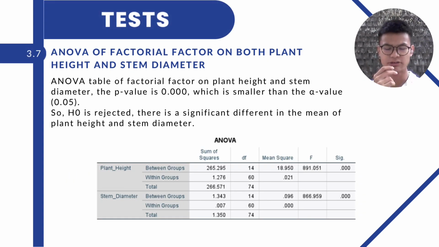Since type of garbage enzyme and concentration of garbage enzyme do affect the plant height and stem diameter, we conducted the factorial factor to study the relationship of the garbage enzyme and the concentration. So we have done the ANOVA of factorial factor on both plant height and stem diameter. The ANOVA tables of plant height and stem diameter have a p-value of smaller than 0.05, so the H0 is rejected, and thus there is a significant difference in the mean of plant height and stem diameter of the factorial factor.